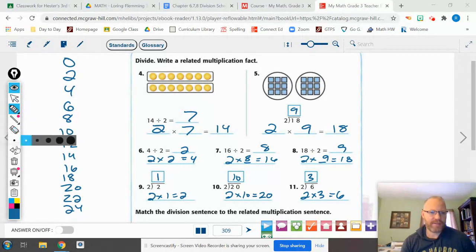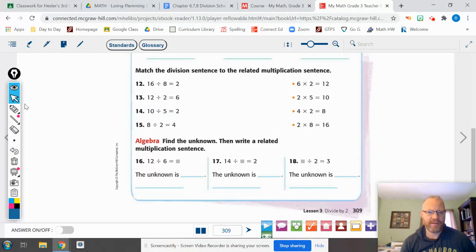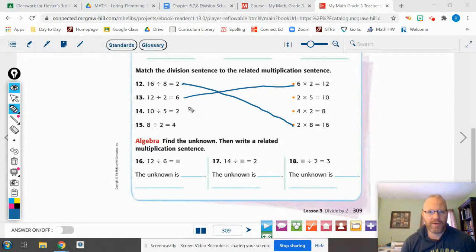And now I'm going to just clear my answers and move down. Check your work. Make sure you're getting these correct. We have match the division to the related multiplication. So we have 2 times 8 equals 16. 2 times 6 equals 12. 6 times 2 equals 12. 2 times 5 equals 10. 4 times 2 equals 8.